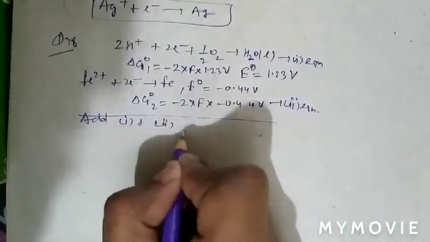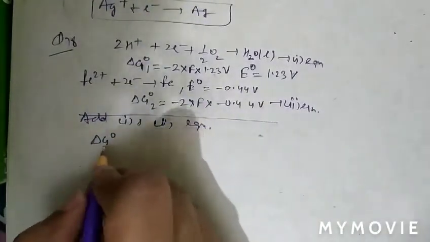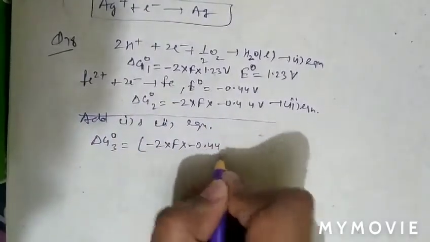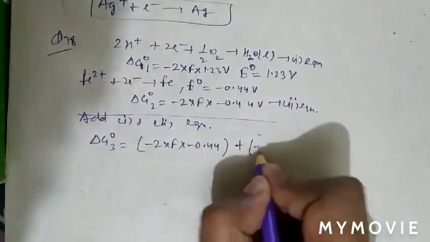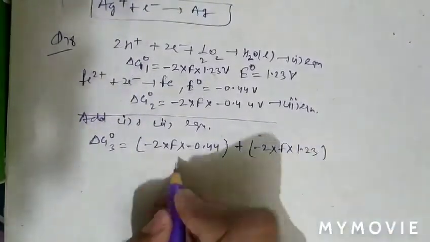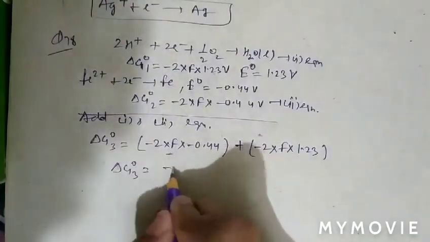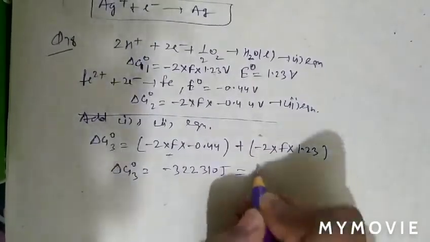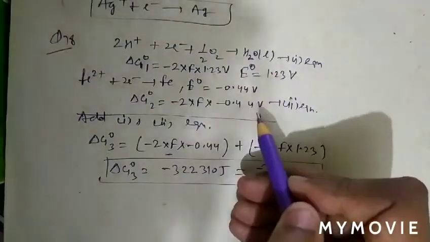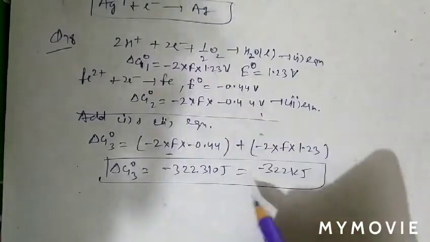It gives the value of delta G3. The value of delta G3 will be equal to minus 2 into F into minus 0.44 plus minus 2 into F into 1.23, as the value of F is 96500. So the value of delta G3 will be equal to minus 322,310 joule, that is minus 322 kilojoule. So on adding first and second, we get the required equation. So delta G3 is for the reaction of rusting of iron.